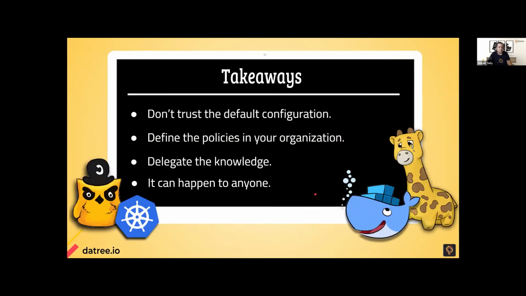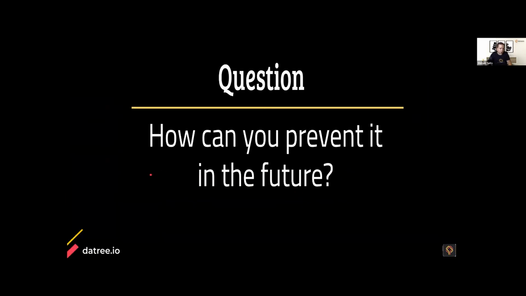I propose a centralized approach. So obviously, don't trust the default configuration, define policies for your organization, and delegate the knowledge to your developers to do the right thing. And remember that it can happen to anyone. So how can we prevent this from happening in the future?